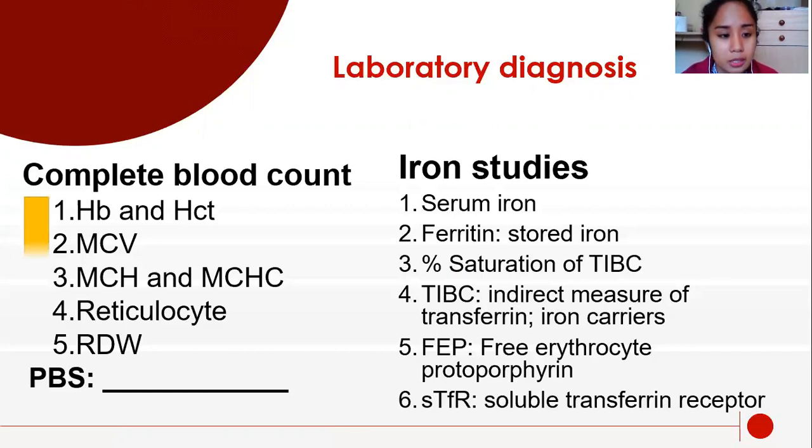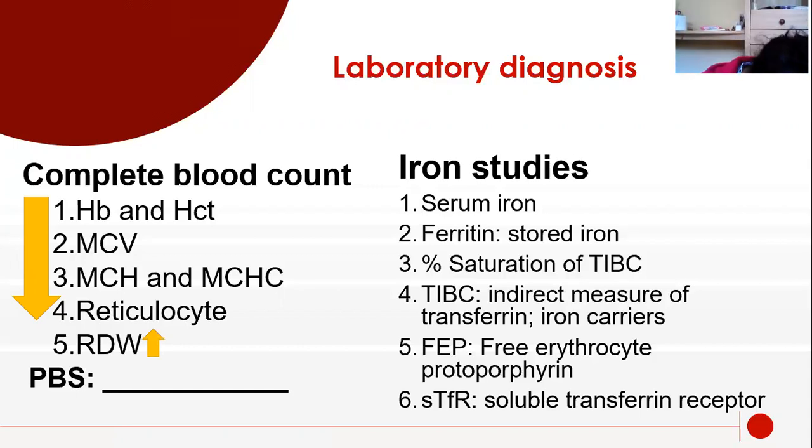What do you expect, guys? Hemoglobin and hematocrit, MCV, MCH, the indices, decreased. Reticulocyte, decreased, because of decreased production. Reticulocyte will only be increased if there is bleeding. Class, how can you make baby red blood cells if you don't have enough materials to make them? So reticulocyte is also decreased. RDW, increased.